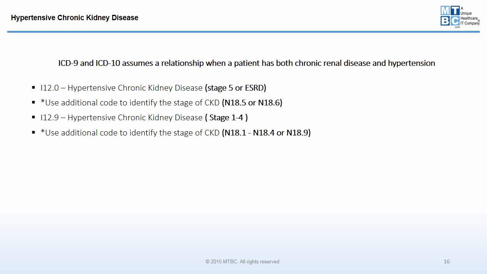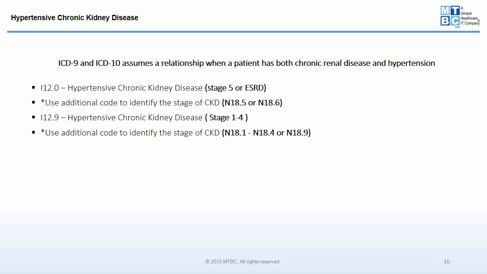The ICD Corporation does assume a relationship when a patient has both chronic renal disease and hypertension. So if you have hypertension documented on one line, and then you have chronic renal disease, or chronic kidney disease, stage 1 through stage 5, we need to know the stage, of course, and we can assume the relationship. That's also with ICD-9, and many doctors don't know that, but we do have to assume that there's a relationship and there's a totally different code.